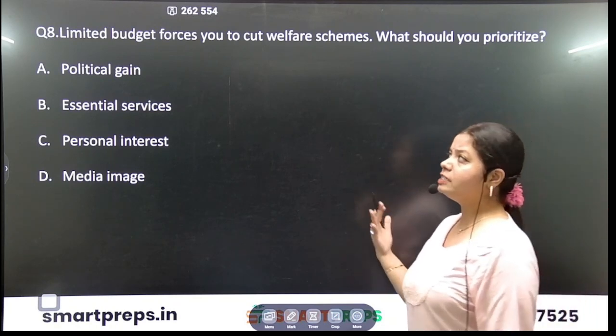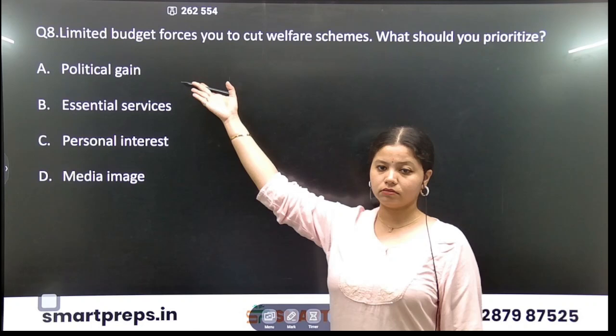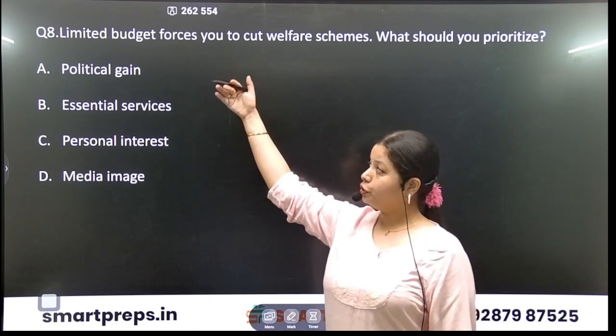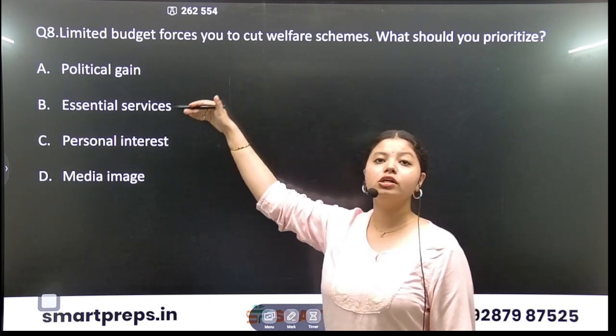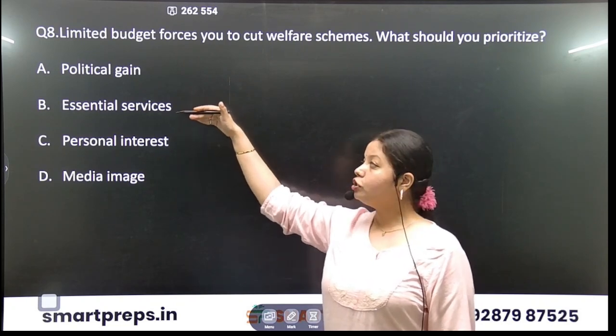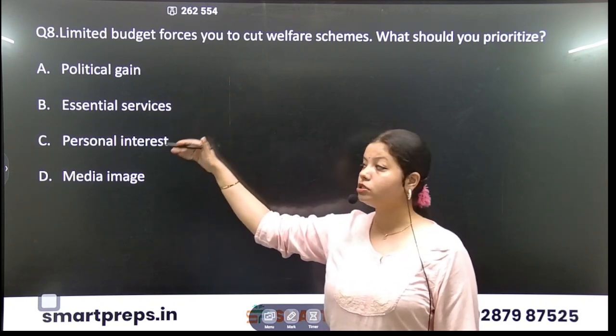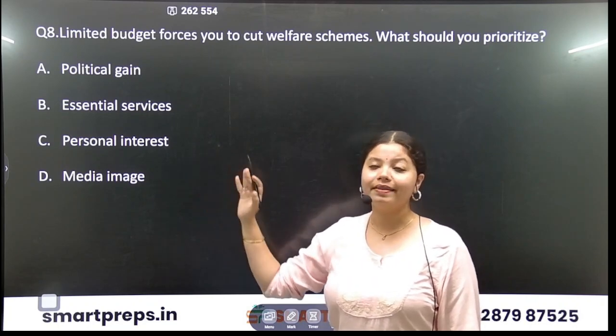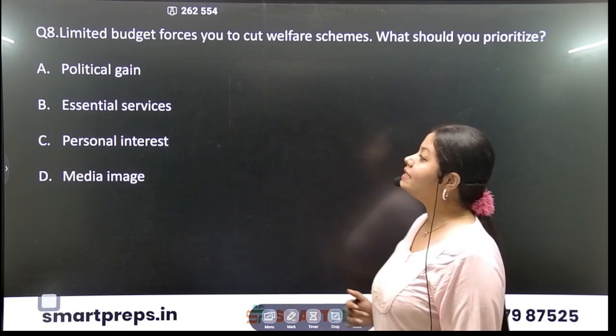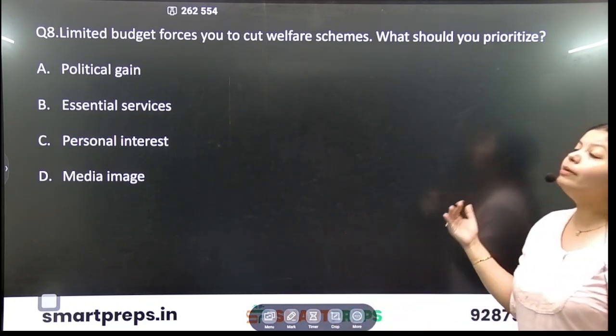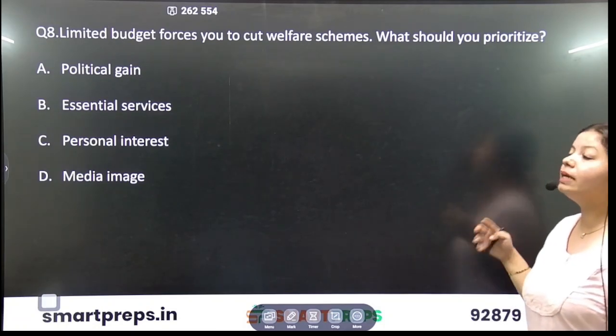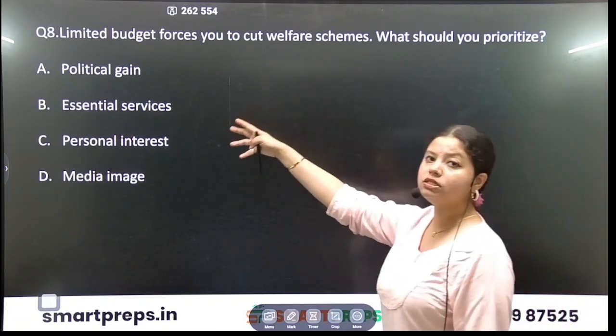Should you prioritize political gain? Or should you look for the essential services? Or should you look for your own personal interest or the media image? Definitely you have to look for the essential services. When the limited budget forces you to cut welfare schemes, you definitely have to go for the essential services.